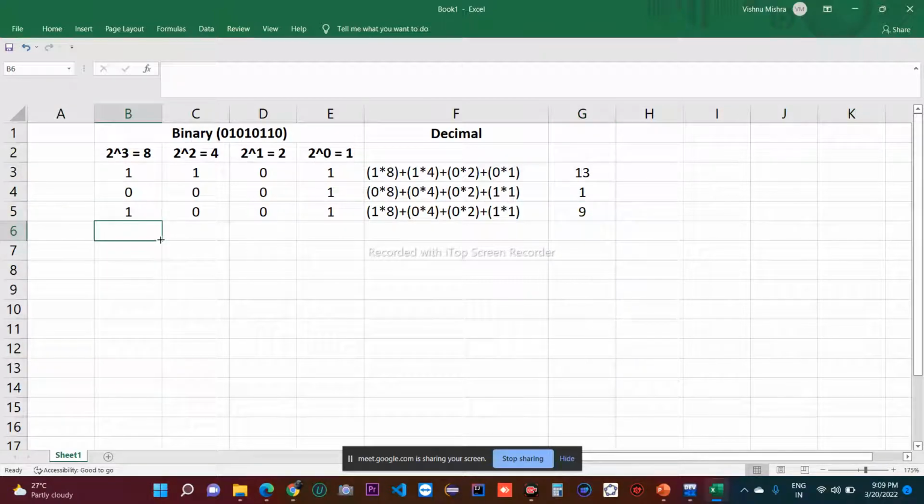Now let's say I give you a number, 1010. What is the decimal equivalent of it? 10. Yes, 10. Now another one: 1111. What is the decimal equivalent of it? Anyone other than Disha?